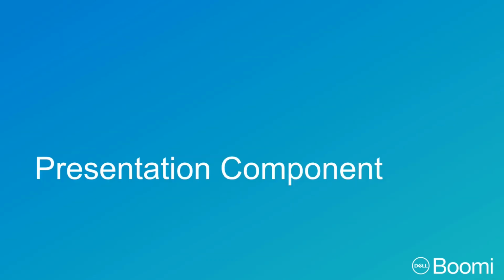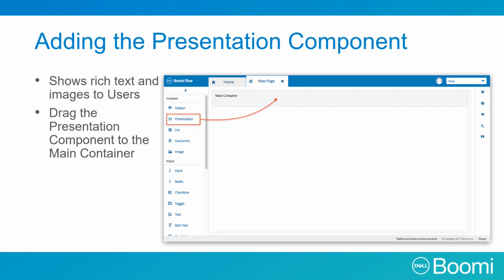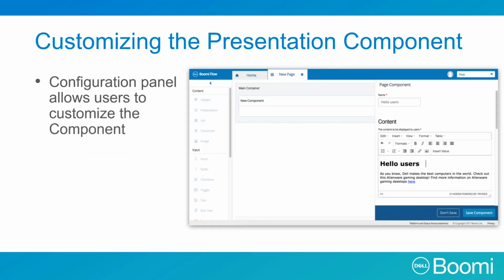In this section, we will talk about the presentation page component that can be used when creating a page layout within the page element. The presentation component allows you to show rich text and images to users. When you drag a presentation component into the main container, for example, the container will shade purple to inform you of where you are placing the component, and then the page component window will open on the right-hand side of the screen. Notice that the configuration panel of the presentation component is very similar to that of the step element. The content text editor is used for both the presentation component and the step element.